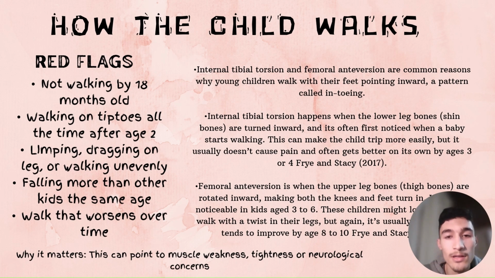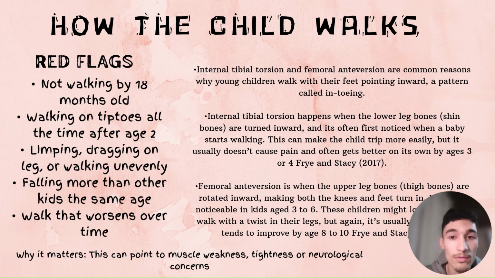Most children begin walking between 12 and 18 months. At first, it's wobbly with wide feet and arms out for balance. That's completely normal. But here are some red flags to watch for: not walking by 18 months, walking on tiptoes all the time after age 2, limping, dragging one leg or walking unevenly, and falling a lot more than other kids their age.